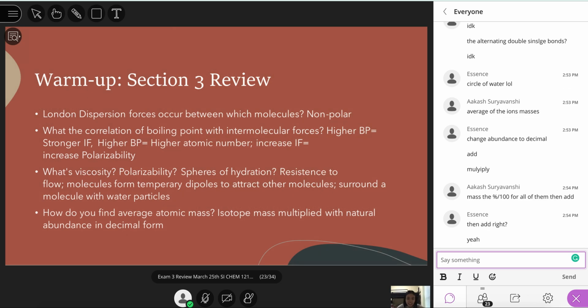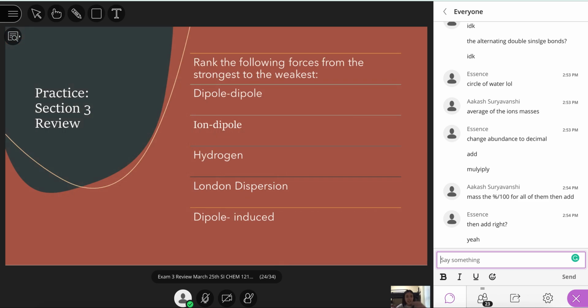So those are the answers to those. But actually, we're going to do an example of that. But first, rank these from the strongest to the weakest. What's the strongest one?